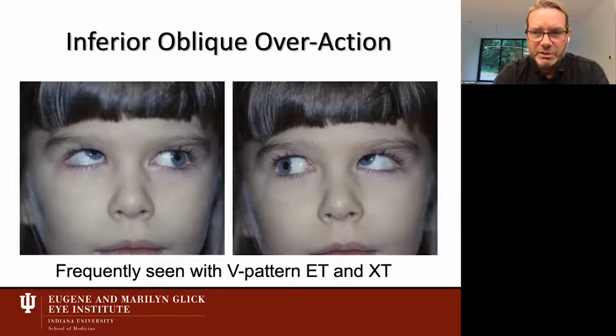So I personally would call that incomitant, particularly once it gets above those accepted normal variations, where there might be a 10 prism diopter difference for an A pattern or 15 prism diopter difference for a V pattern. Once you exceed that, I would call that strabismus incomitant.